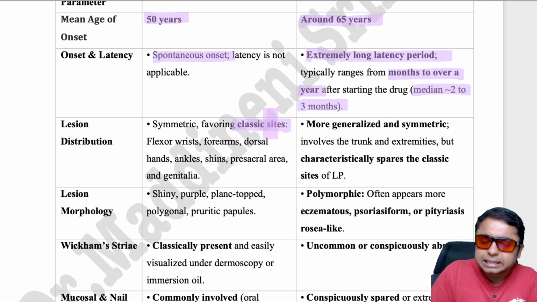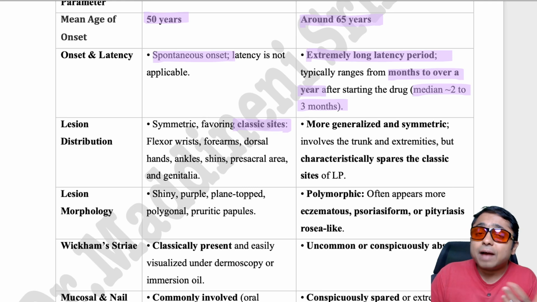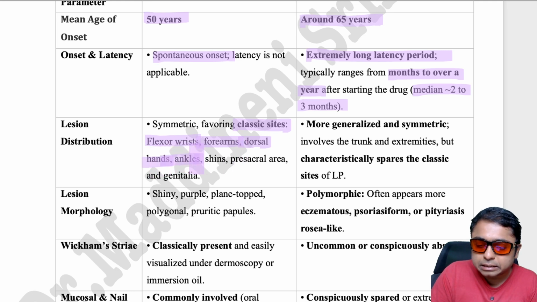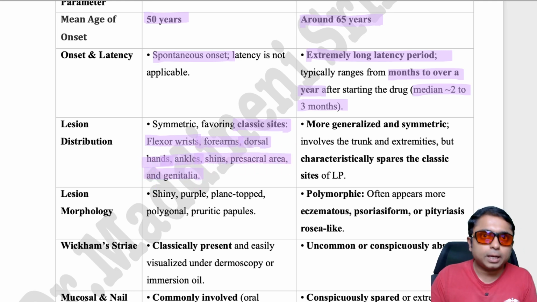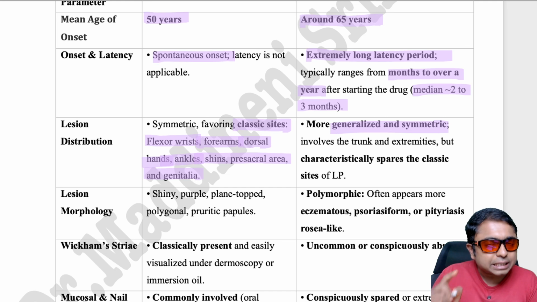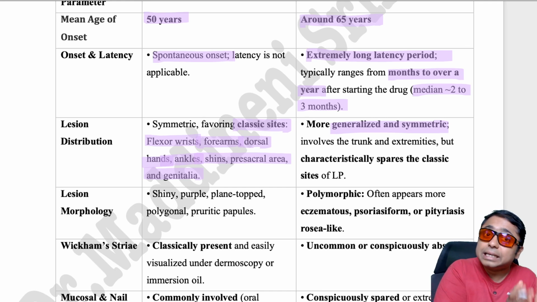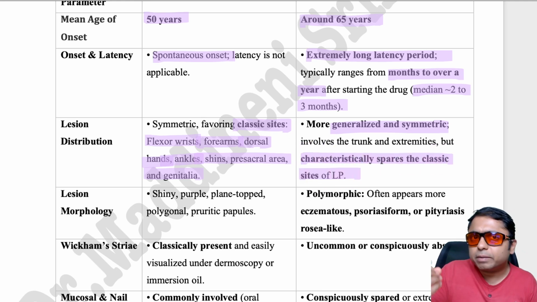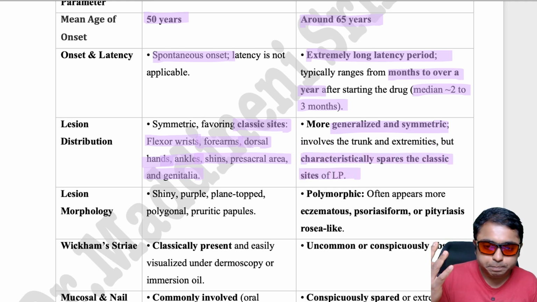So, the classic sites affected in classical lichen planus are the flexural areas on the wrist, forearms, dorsum of the hands, ankles, shins, presacral area and genitalia. Whereas in drug-induced lichen planus, the involvement will be symmetric and generalized, but very interestingly, it is going to spare the classic sites of classic lichen planus. That is one very important point to remember. It is going to affect mainly the trunk and the extremities.